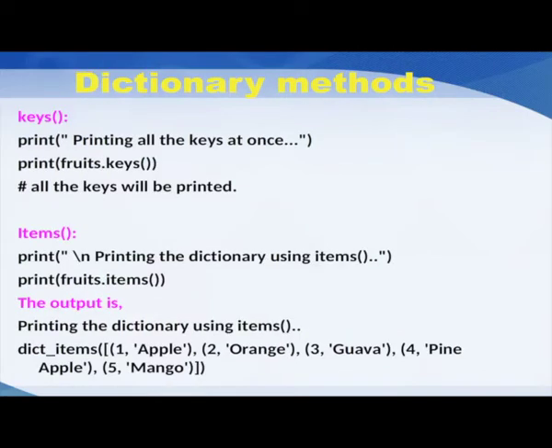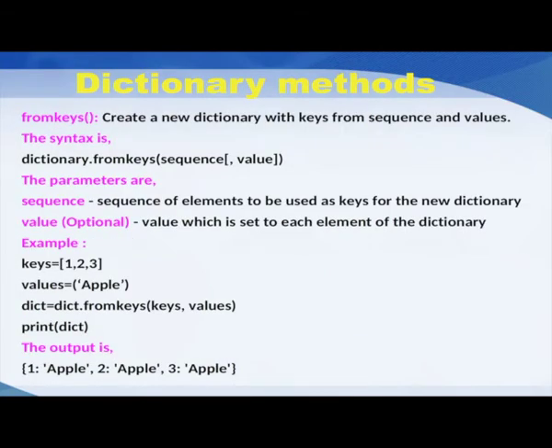Then the next method is keys. Like values prints all the values of the items, the keys method will print all the keys of the items in the dictionary. Then coming to items, this method prints the key value pairs. This is just like printing a dictionary. Even if you just print the dictionary, you get the same output. Similarly, if you give dictionary name dot items, it will give you the items present in the dictionary as key value pairs.